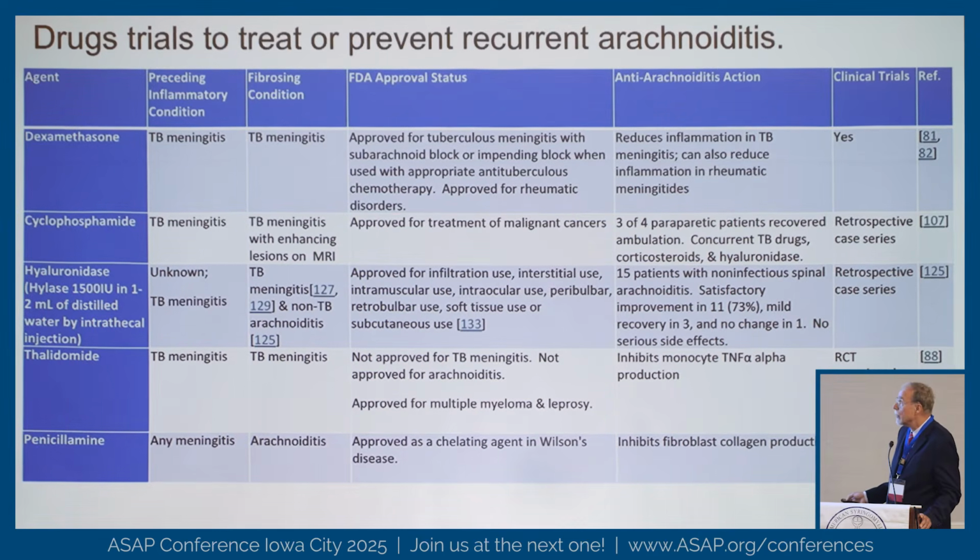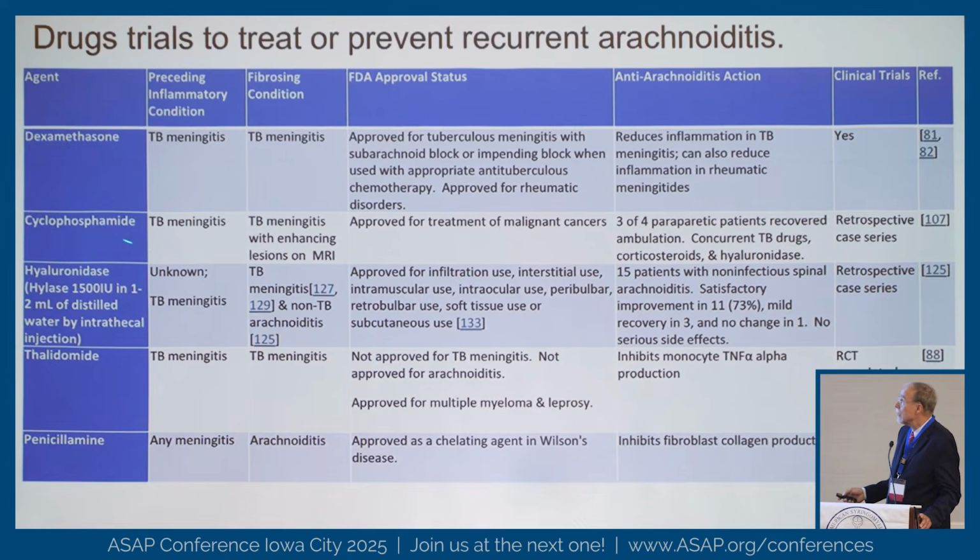Penicillamine, no better than control. This is a cancer drug. And some people recovered with TB meningitis. So it seemed like that knocked down the inflammation, but you have to use it with TB drugs. Dexamethasone reduces inflammation in meningitis if given with antibiotics.